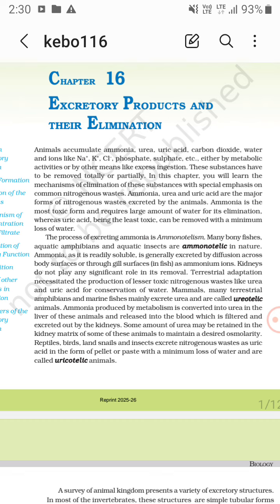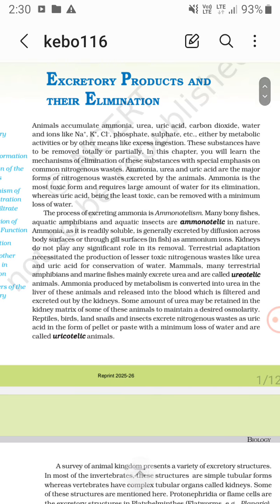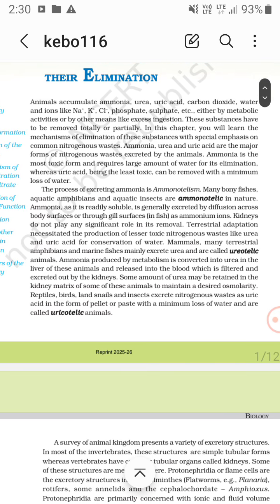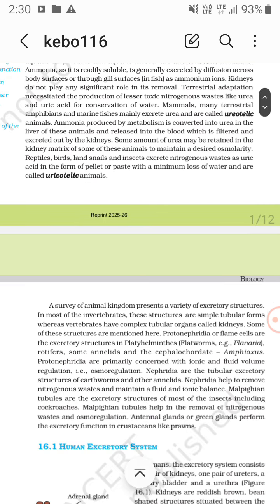And uricotelic animals are reptiles, birds, land snails and insects. These are uricotelic animals, and they excrete uric acid in the form of pellet or paste with a minimum loss of water.